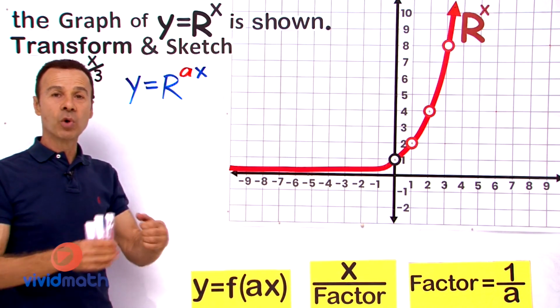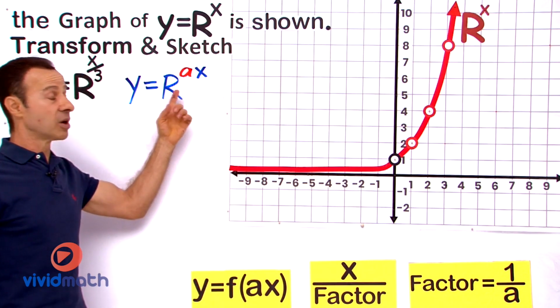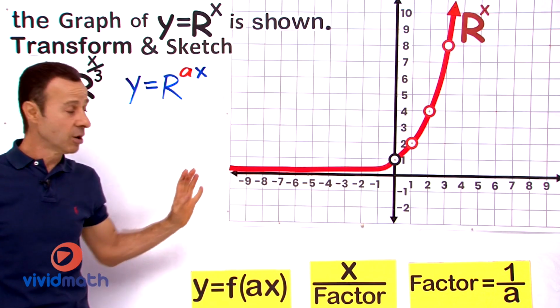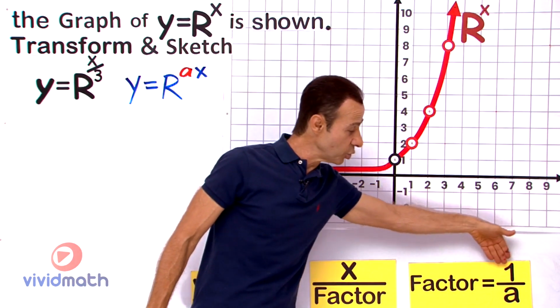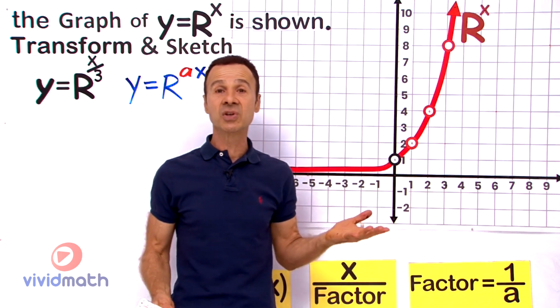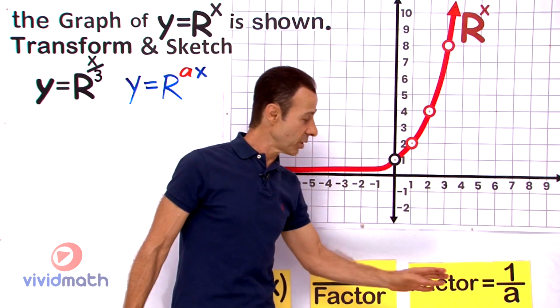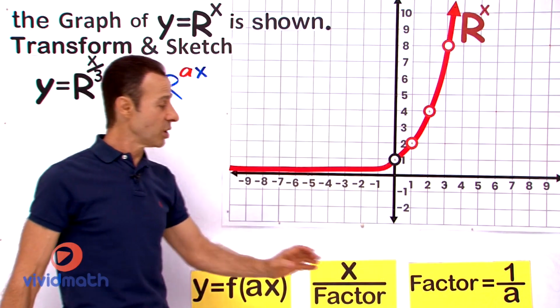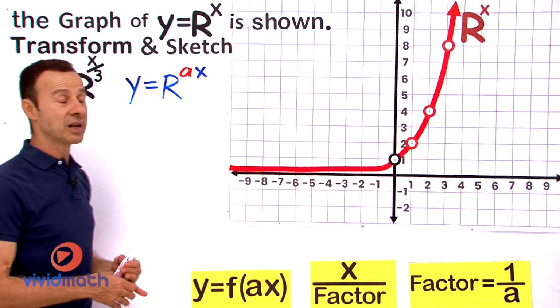Now that a works with horizontal dilations, and that a is going to help us a lot to determine the scale factor. How? We put it into this formula here. The scale factor is equal to 1 over a. It's the reciprocal because a is inversely proportional to the scale factor. Once we put it in there, we'll get the scale factor and apply it up there. So let's go ahead and do that.